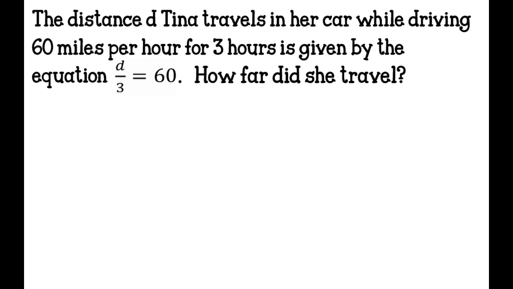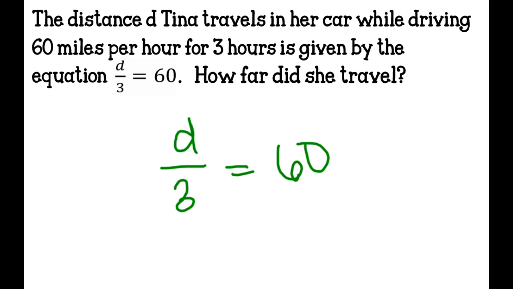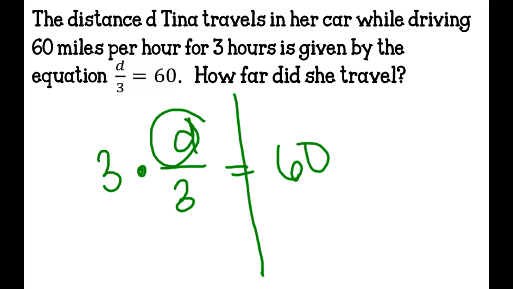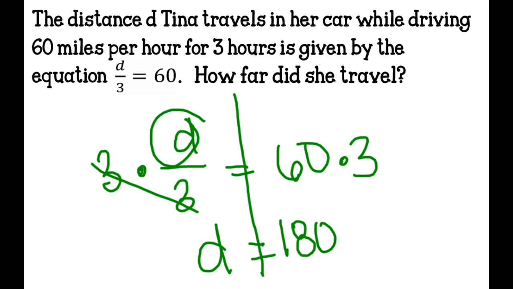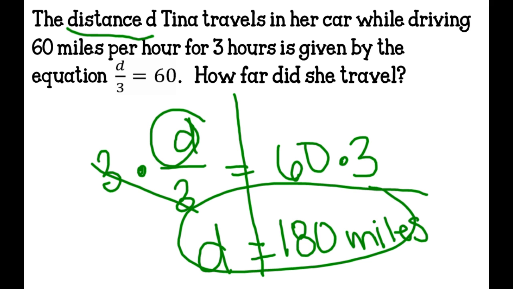Okay, the distance D Tina travels in her car while driving 60 miles per hour for 3 hours is given by the equation D divided by 3 equals 60. How far did she travel? So we just need to get D by itself to know the distance. To do that, we circle our D, we draw our two sides. To get rid of the division, we use multiplication. So we're going to multiply both sides by 3. That cancels out, and I'm left with D equals 180, and we are talking about D for distance and miles, so it's 180 miles. Circle it, and that's my answer.